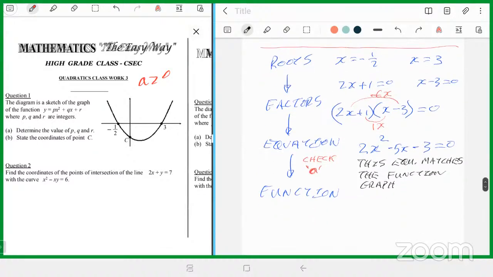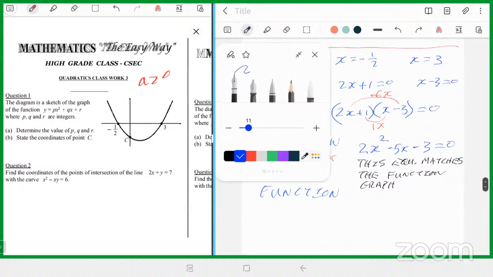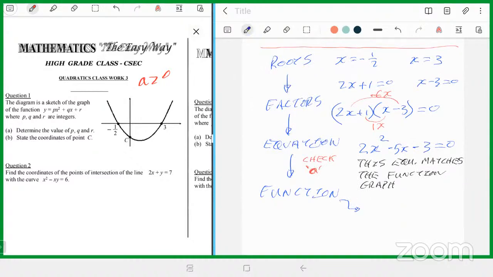Based on that, the function is y equals 2x squared minus 5x minus 3. I will leave off the equals 0, because equals 0 is when you try to find the roots; equals 0 is one equation. So this now is a function. That's the graph, right?